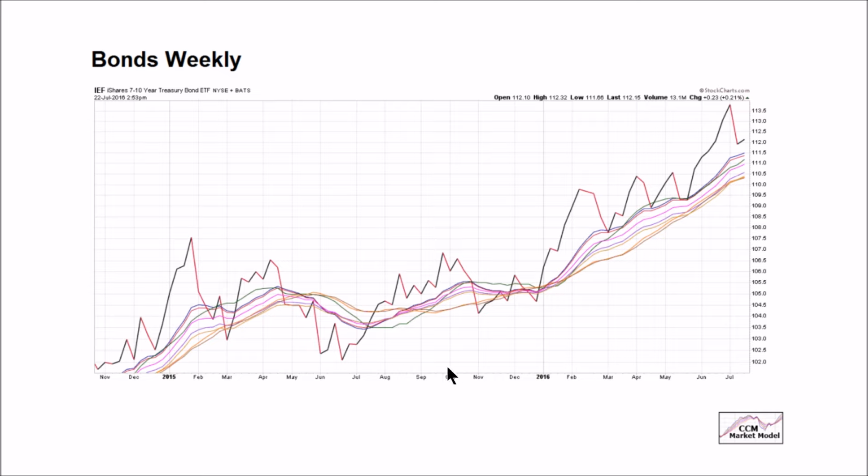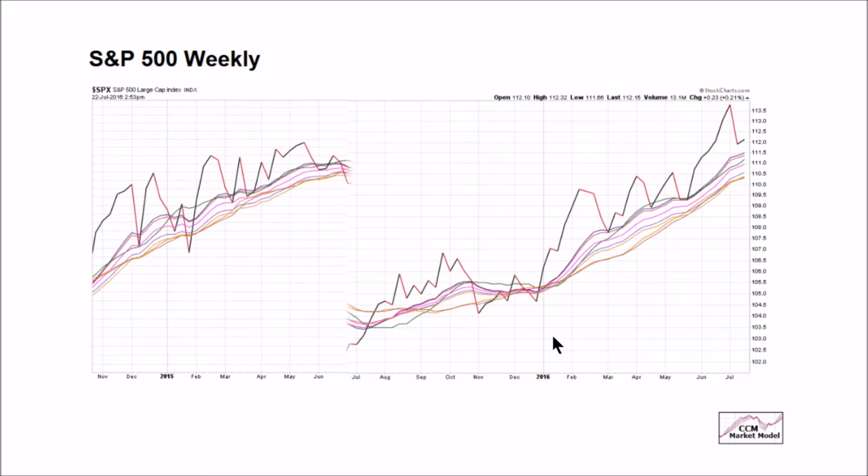This is a weekly chart of intermediate-term Treasury bonds in isolation. These are weekly moving averages used by the CCM market model. The market model uses multiple inputs. We're looking at IEF as the ticker symbol in the ETF world. And you can see on Friday, July 22nd, we have a full bore bullish look for intermediate term treasuries. This is a strong bullish trend for intermediate term bonds.